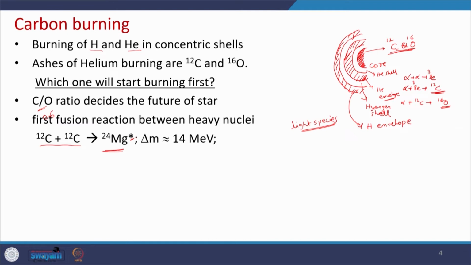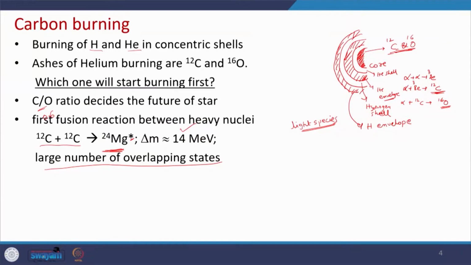If you do the mass difference calculation, it comes out to be around 14 MeV. You can see the level of excitation within the magnesium. So, you can easily expect a large number of overlapping states, because the excitation energy is 14 MeV, and the reaction of carbon plus carbon proceeds through this large number of overlapping states of magnesium.